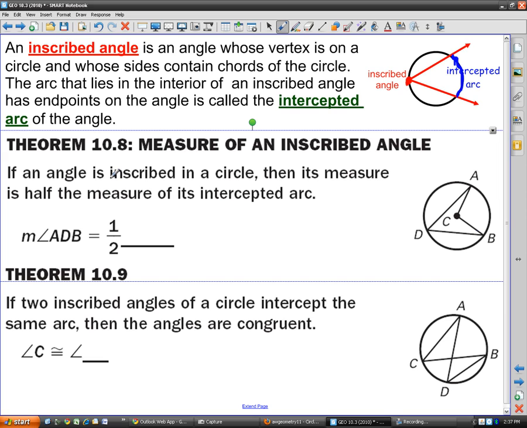So for this first theorem, if an angle is inscribed in a circle, the measure of the angle is half the intercepted arc, is what we end up with. So if we find the measure of arc AB, it would equal a half. If we were talking about the measure of angle ACB, which is the central angle, it is equal to the arc AB. That's just a reminder of central angles.